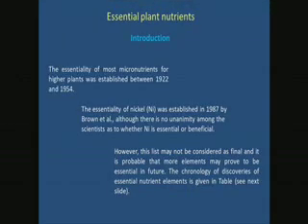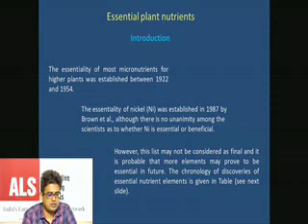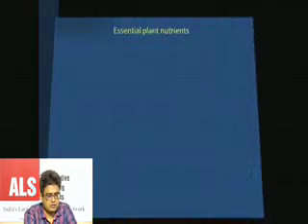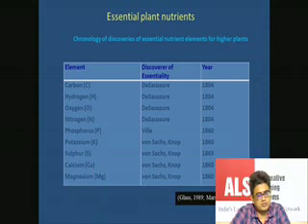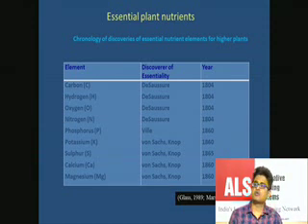There are some elements for which it is doubtful whether they are really useful or not. One such element is nickel, but we do not have nickel in our course. So let's see these elements. There are some elements which have been discovered by scientists over the years: de Saussure found carbon, hydrogen, oxygen, nitrogen, potassium, sulfur, calcium, magnesium. Von Sachs and Knop also made some criteria. Regarding these elements, the contribution of Von Sachs and Knop is very important.